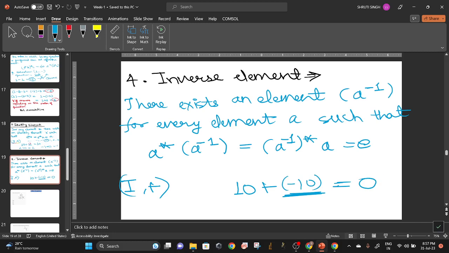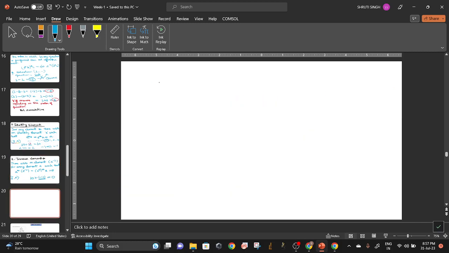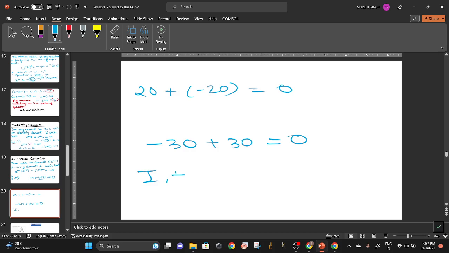So like this, for every element you have 20, then there exists -20 which you can add to give 0. Suppose you have -30, then you can add to it 30, which is an element of the set of integers, to get 0, which is the identity. So this set of integers under the operation of addition is following all the criteria, which is closure, associativity, presence of identity element, and presence of inverse element.